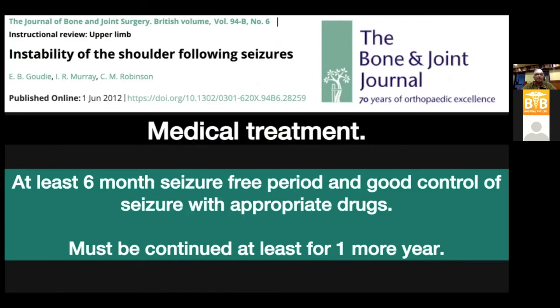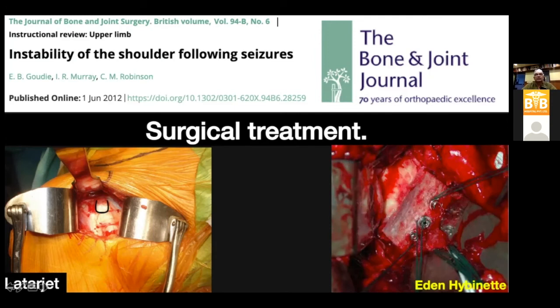The treatment of the shoulder dislocation here is basically medical treatment first. The literature says that at least a 6-month seizure-free period and good control of the seizures with appropriate drugs has to be there before you plan for surgery. And the anti-epileptic drug treatment must be continued for at least 1 more year after the surgery, even if the patient doesn't have a seizure.